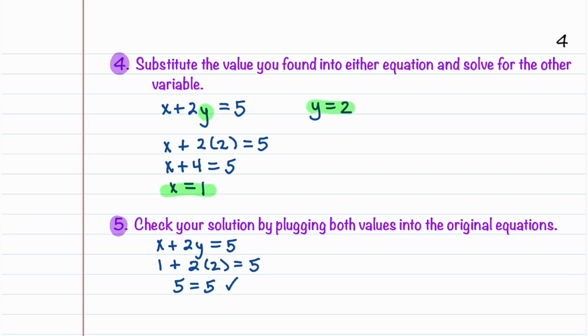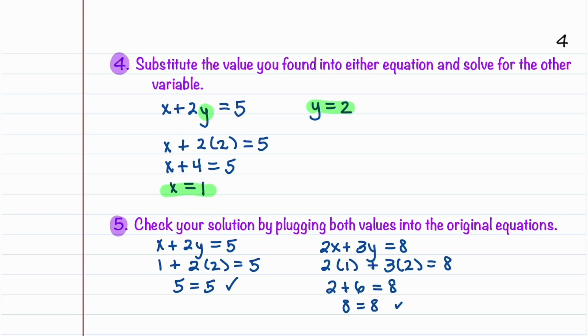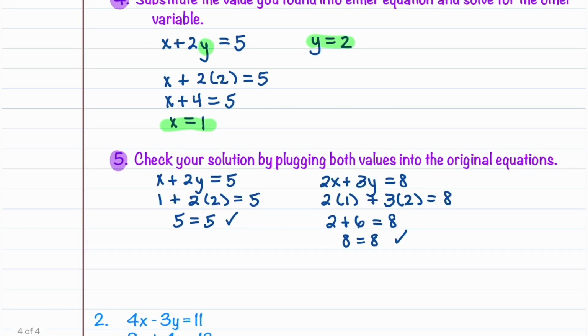And now let's do the same thing for the other equation. Our second equation was 2x plus 3y is equal to 8. This gives us 2 times 1 plus 3 times y, which is 2, is equal to 8. So this is 2 plus 6 is equal to 8, and we get 8 is equal to 8. This means that our solution is correct, and we can go ahead and write it down. So our solution is equal to (1, 2).